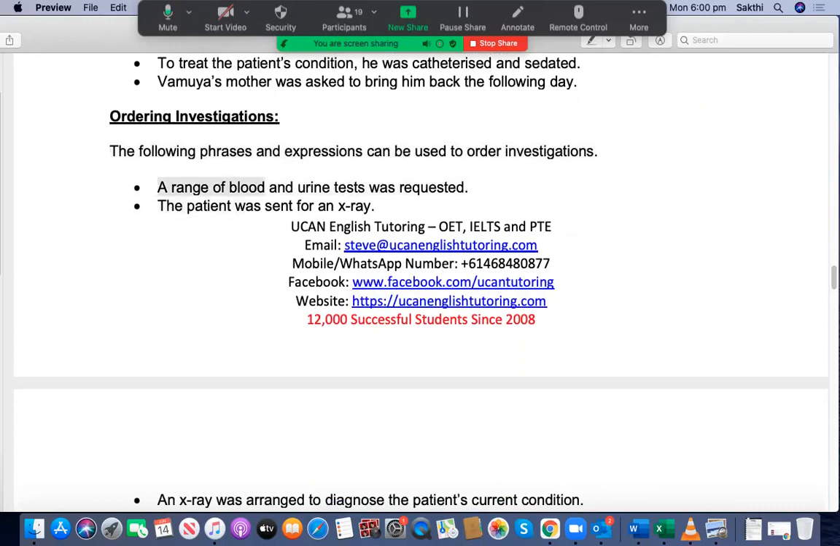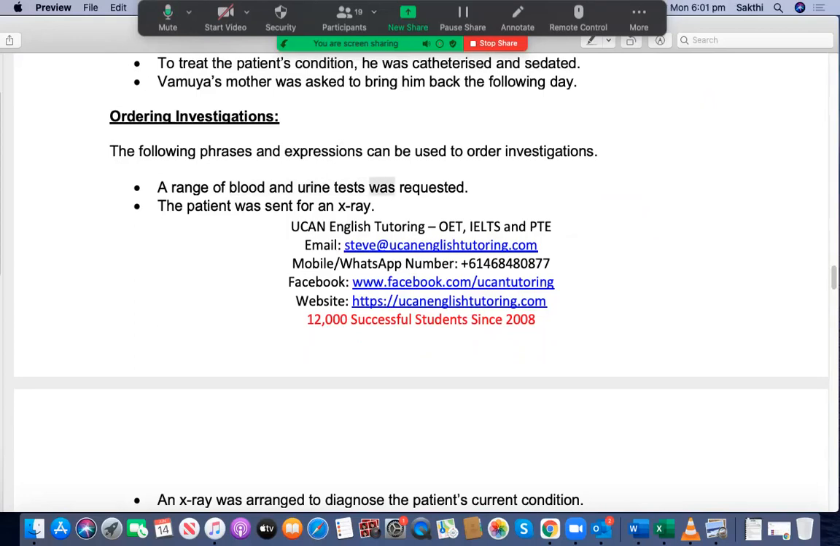A range of blood and urine tests was requested. It's not "were." Why? Does anyone have any clue here? Why didn't we use "were"? Because urine tests and blood tests are going to be plural nouns, isn't it? But we didn't use "were" here. Is it a grammar mistake? No.